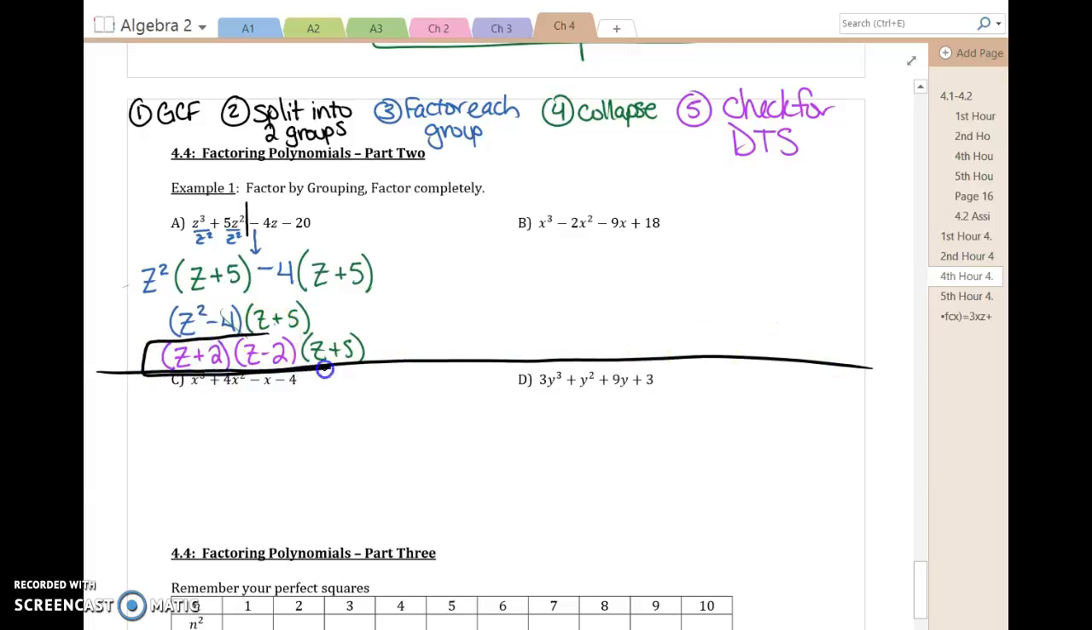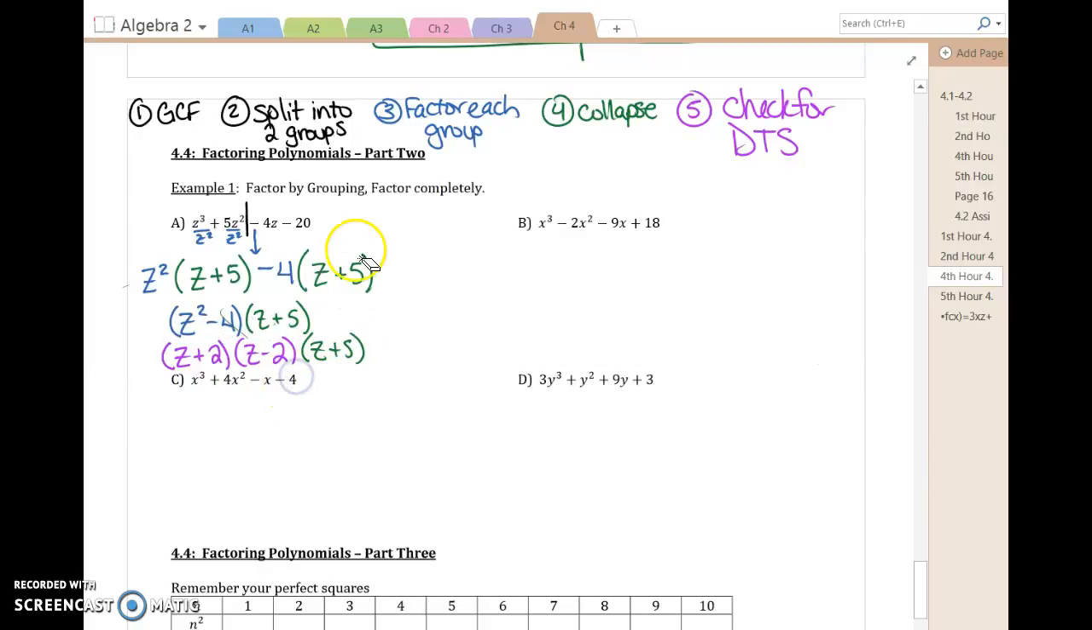Difference of 2 squares. Ooh, I totally just covered up that next problem, didn't I? Oh. There we go.